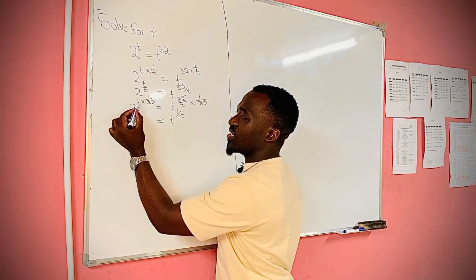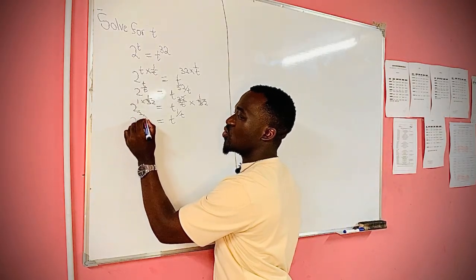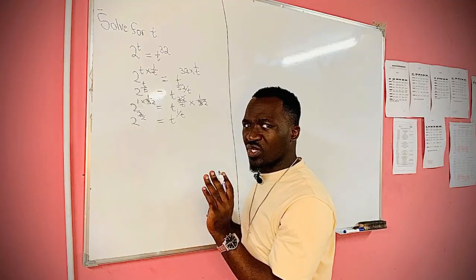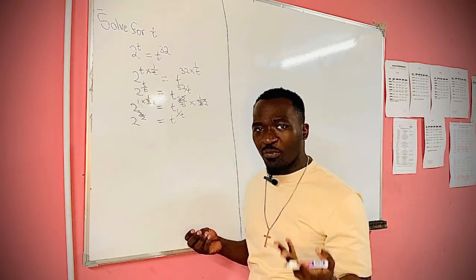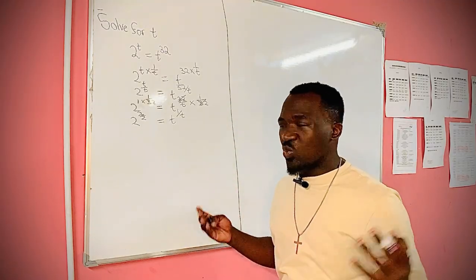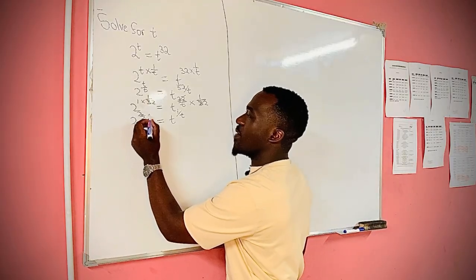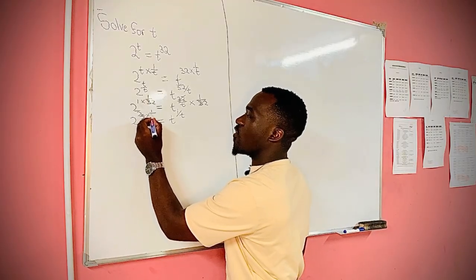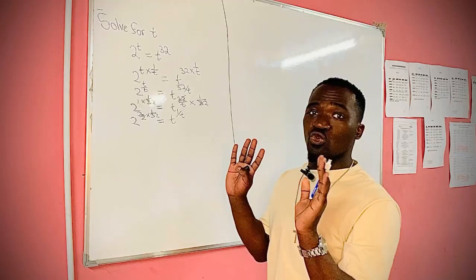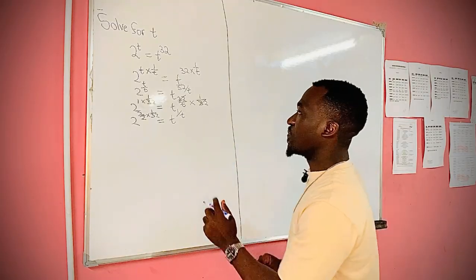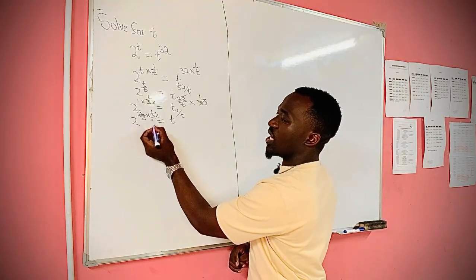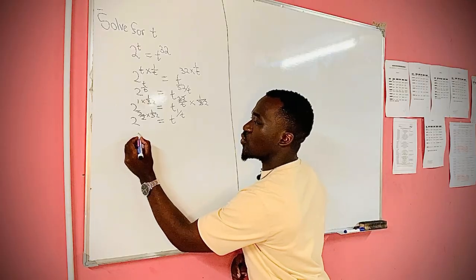Here we have 1. This 1 is still the same as 2 over 2. I don't know if you understand. 2 divided by 2 is 1. 16 divided by 16 is 1. 5 divided by 5 is 1. So now 2 over 2 here multiplied by 1 over 32. There's no rule that I just broke here. Nothing.